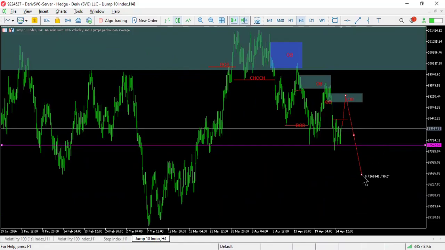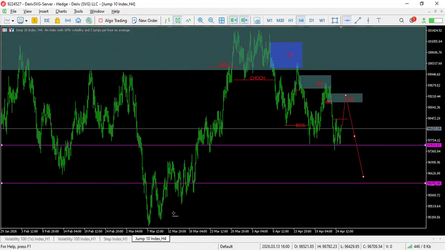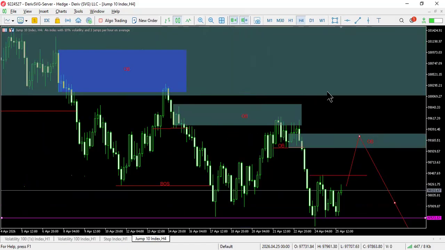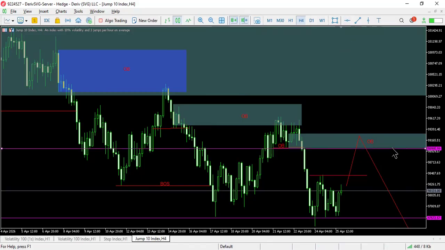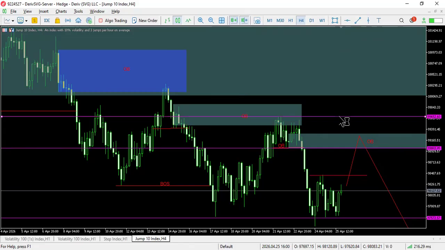because the overall trend is bearish, and my take profits, the first one is going to be at that level, second one at that level, and then third one at that level. Now the coordinates for the sell limit on jump 10 index, go ahead and place a sell limit if you want to take this trade with me, with your entry price at the order block, stop loss slightly above the order block.